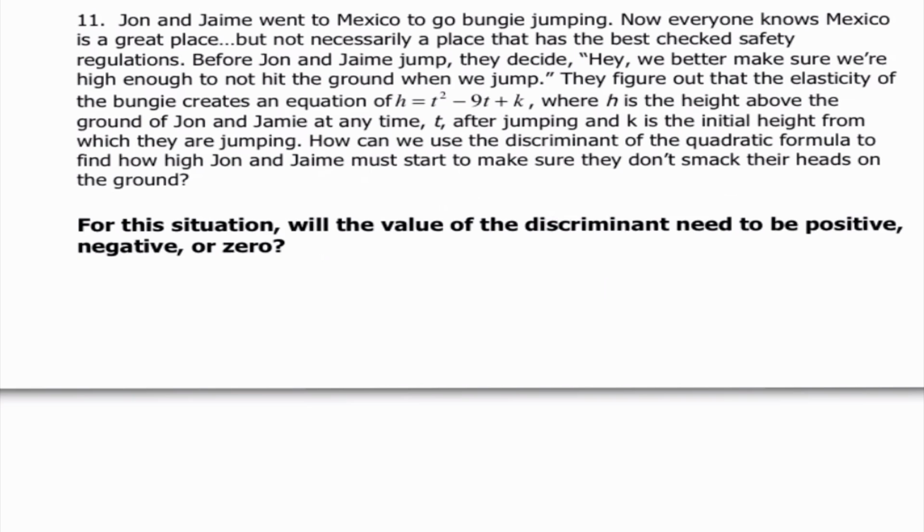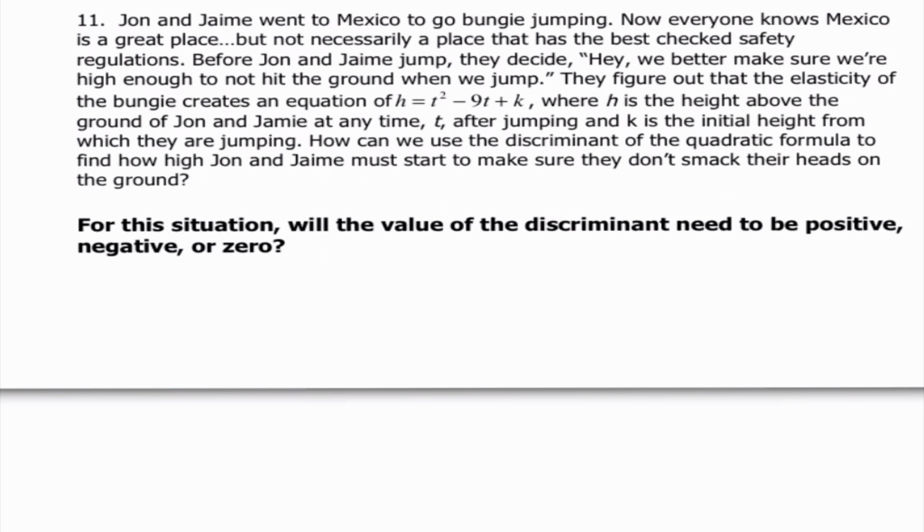John and Jamie went to Mexico to go bungee jumping. Now, everyone knows Mexico is a great place, but not necessarily a place that has the best checked safety regulations. Before John and Jamie jump, remember they're smart Honors Algebra 2 students here, they decide, hey, we better make sure that we are high enough to not hit the ground when we jump.